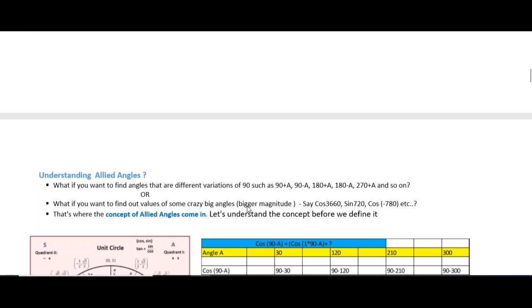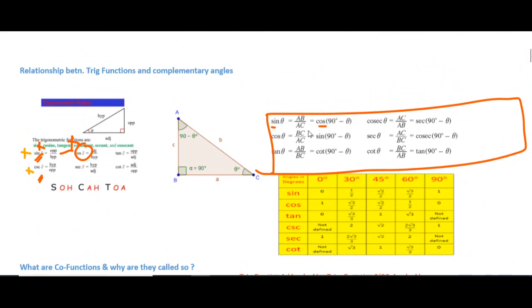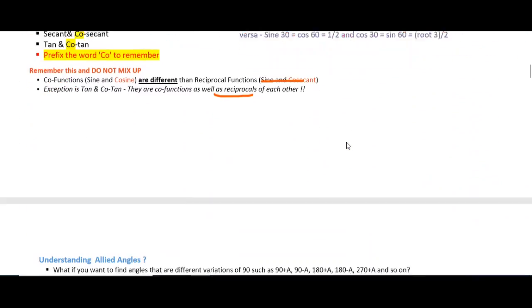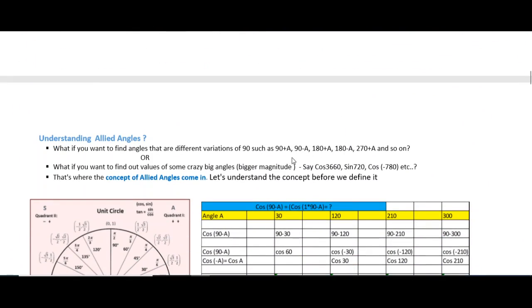Over here, we spoke about theta, 90 minus theta, and so on. So what if it's not 90 minus theta? What will happen if it's 90 plus theta, or some multiple of 90 degrees, such as 180 plus theta, 180 minus theta, 270 plus theta, or 270 plus A, whatever the angle? How will the relationship between the trigonometric functions change if such peculiar angles come in?